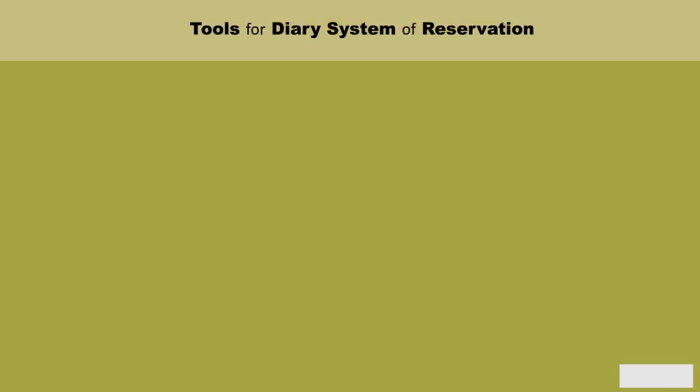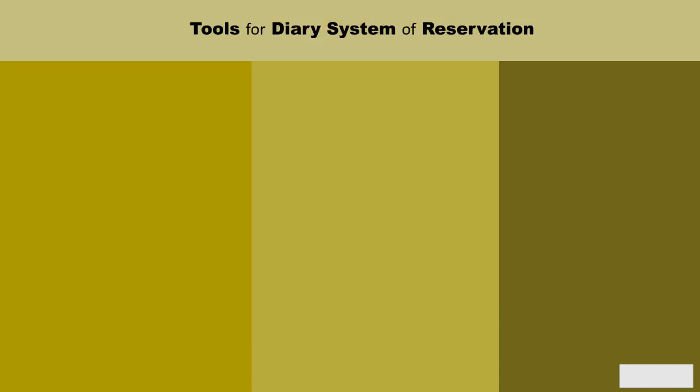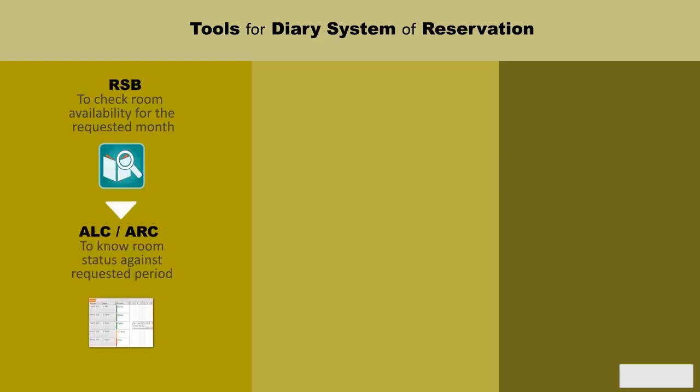The tools required for the operation of the diary system are the Room Status Board or RSB. When a reservation request is made, first the RSB is checked to see room availability for the requested month. Advanced Letting Chart, also referred to as ALC. Here, the room status can be known against the requested period of a particular month.